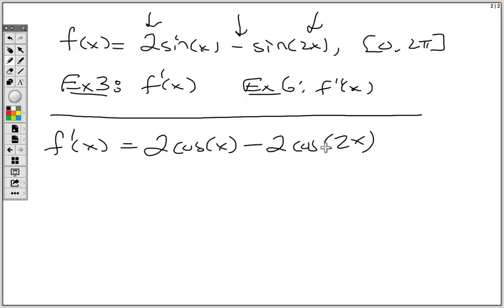And now what we want to do is look for the critical numbers in the interval 0 to 2 pi, places where the derivative doesn't exist, places where the derivative is 0. Since we've got cosine functions here, there's no denominators in sight, the derivative will always exist, so our critical numbers are just going to come from places where the derivative is 0. So here's where we have to use, well, I guess we can factor the 2 out.